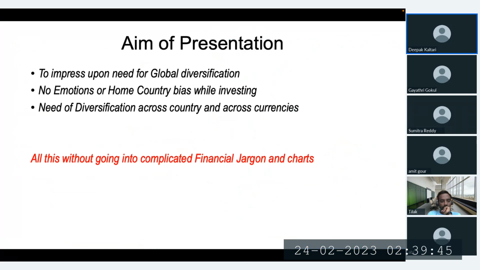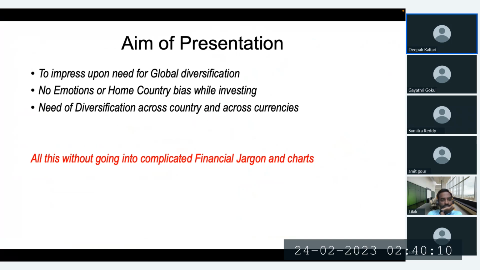So, the aim of the presentation is to impress upon the need for global diversification, and also to impress that one should have no emotions for home country bias while investing. Being nationalistic is a different thing, and when it comes to money matters, one should be blunt and sharp, and it should be more of diversification.